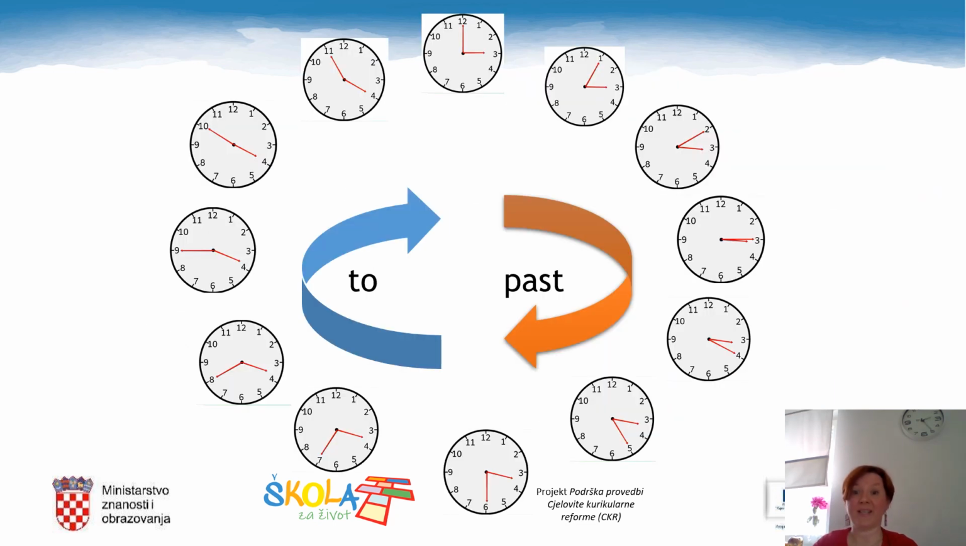Let's try to make this a little bit clearer. Take a look at the clocks on this slide and take a look at the top clock, the first one. Can you see? The small hand points to number 3 and the long hand points to number 12. What time is it then? Yes, I know you know. It is 3 o'clock. All right.